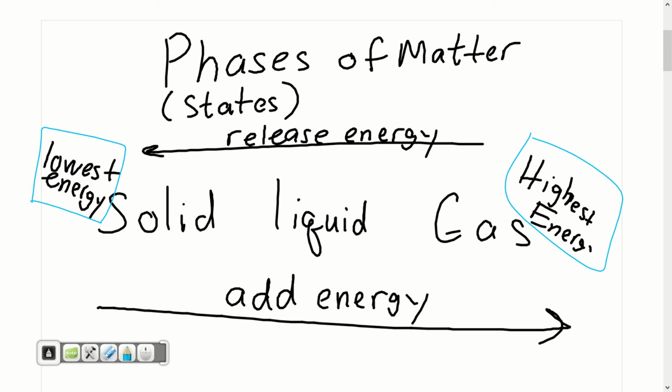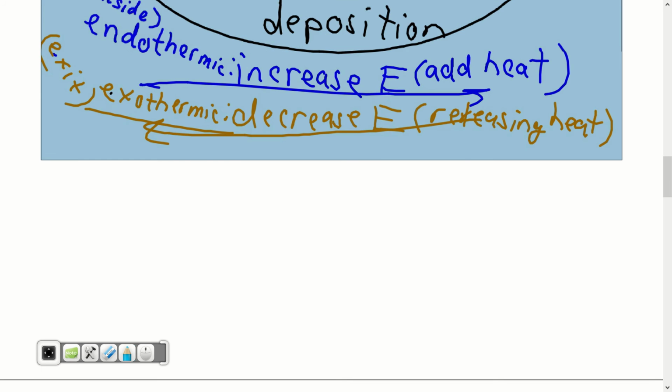Solid particles just vibrate in place, while gaseous particles are flying around everywhere individually and have a lot of energy. So if I go from solid, liquid to gas, I must be adding energy to my object, while if I go backwards, gas, liquid to solid, I have to be releasing energy. As long as I know that solid is lowest and gas is highest, I should know whether I'm adding energy to get closer to gas or losing energy to get closer to solid. With that in mind, we can bring in the state changes.